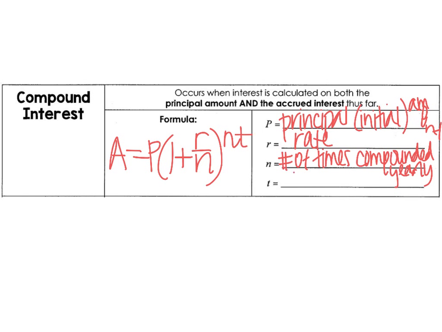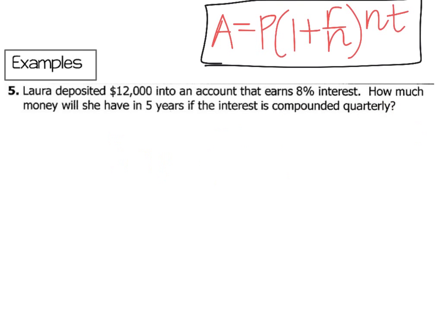And T stands for time. All right, so we're going to use this formula and we're going to do some examples that use compound interest. All right, so number 5 is an example of compound interest.